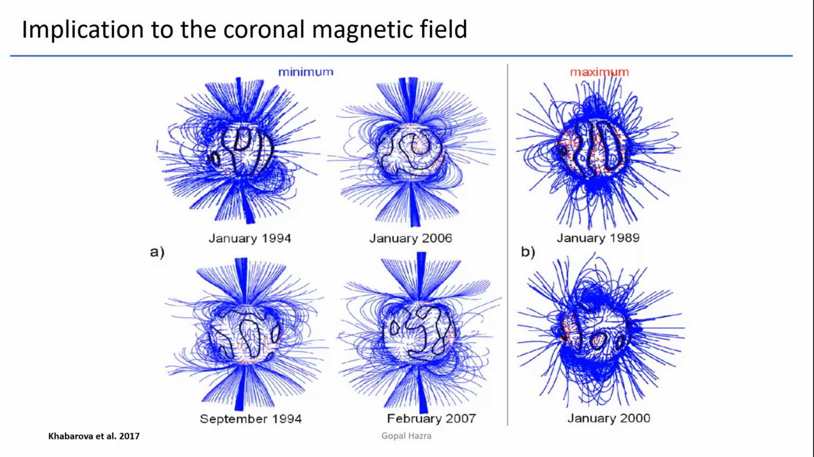So that's why understanding the solar cycle and how the sunspots and everything are created is very important for the coronal magnetic field. And you guys will be analyzing some of the data soon. So this is one aspect.